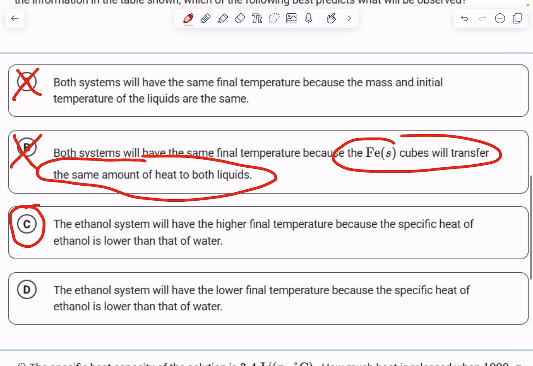And D, the ethanol system will have a lower final temperature because the heat capacity of ethanol is lower than water. So the second part is true, the first part is not, and that makes D incorrect. So C is the right answer.